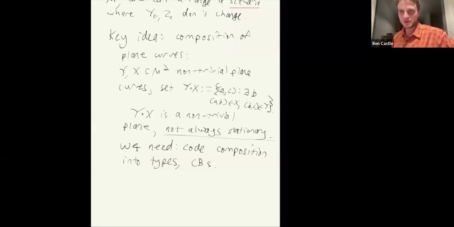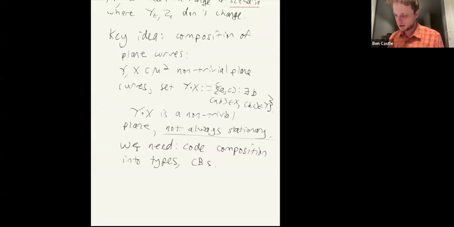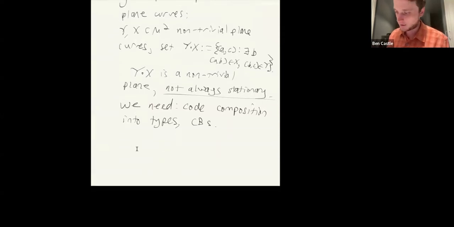We can't just talk about composition. We want to define a group where the operation is this composition, but we can't, because it doesn't produce a stationary curve, and that kind of breaks it. The calculus of canonical bases doesn't go through. So we need to do some sort of coding into types instead of taking curves. Okay, so I'll start this, and then we'll keep going after the break.